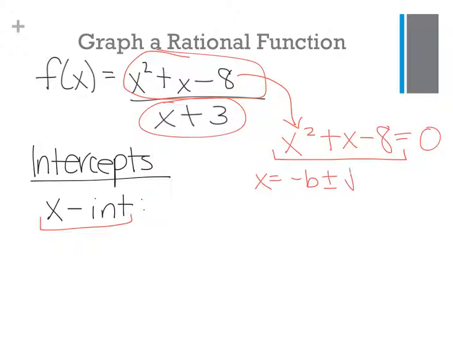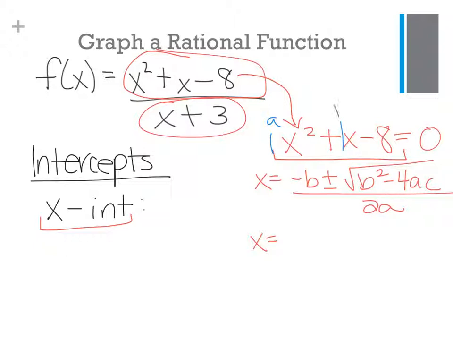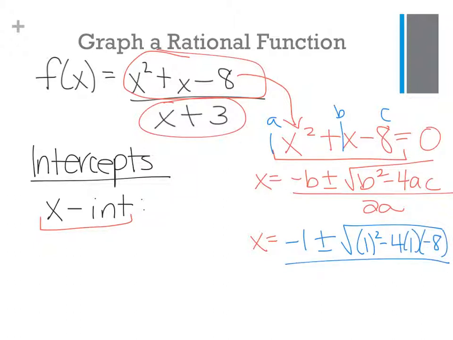So we're going to need to use negative b plus or minus square root of b squared minus 4ac, all over 2a. And x equals, if you take the opposite of our b value, our a value is 1, b is 1, c is negative 8. So if I take the opposite of b, I get negative 1 plus or minus square root of 1 squared minus 4 times 1 times negative 8, all divided by 2, because 2 times our a value is 2.